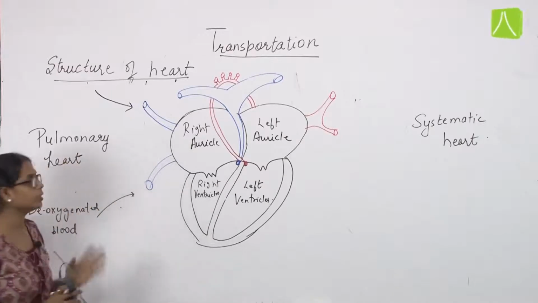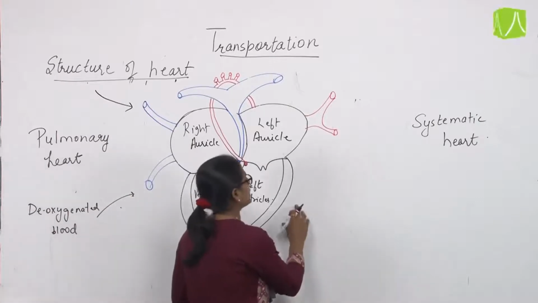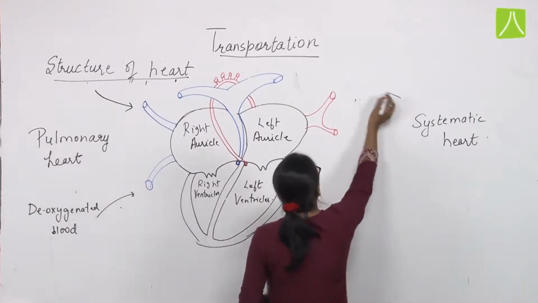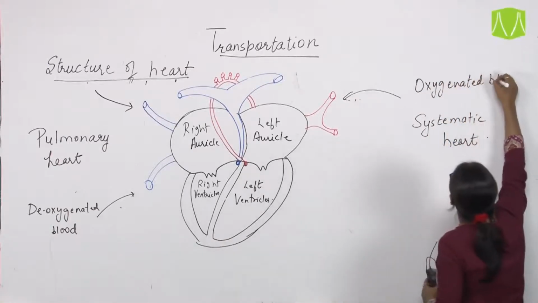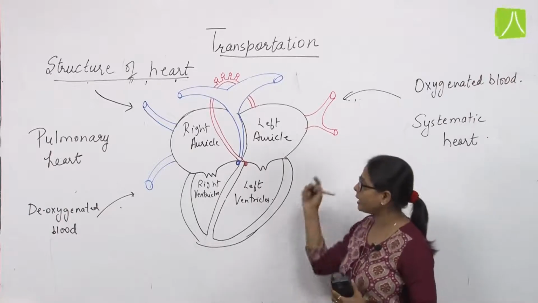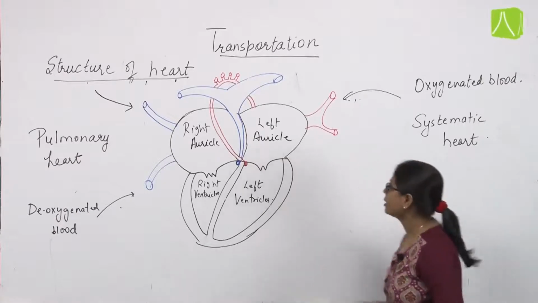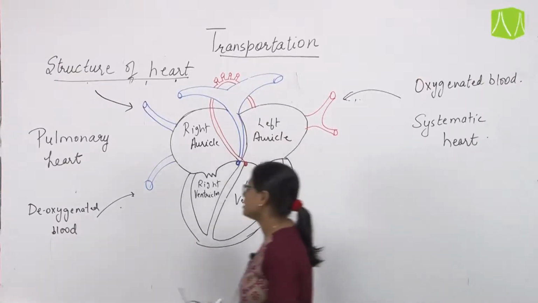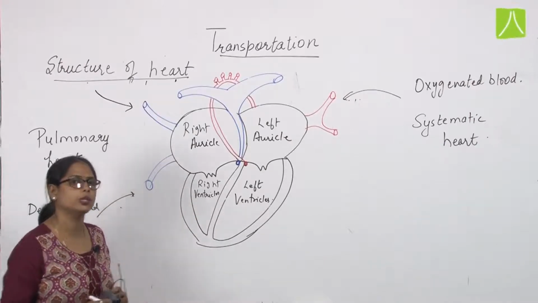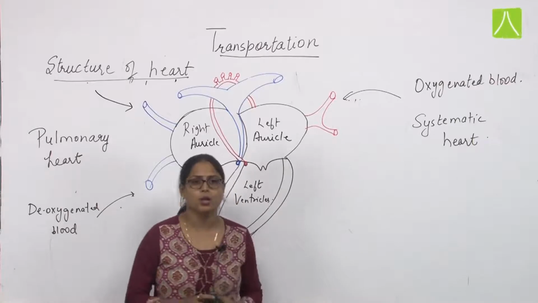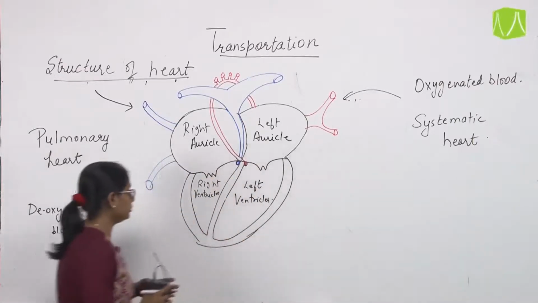The word pulmonary we use for the lungs only, that is why it is known as the pulmonary heart. While the systemic heart receives oxygenated blood from the lungs, and this oxygenated blood it transfers to different body systems. So that is why it is known as the systemic heart. You can say the right side of the heart pumps deoxygenated blood to the lungs, that is why it is known as the pulmonary heart, and the left side of the heart pumps oxygenated blood to different body systems, that is why it is known as the systemic heart.